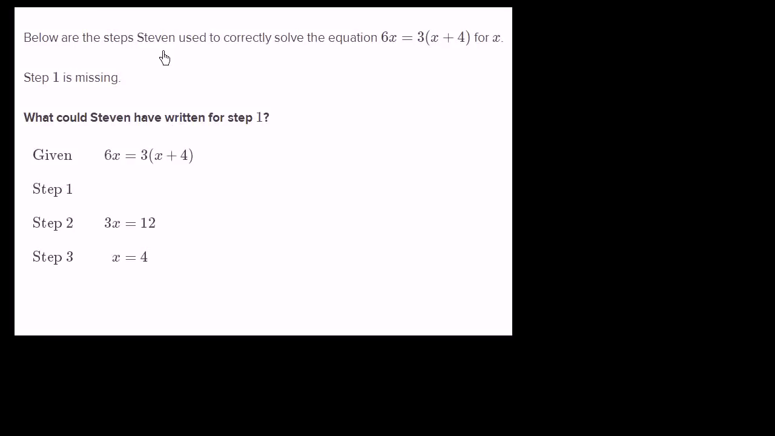Below are the steps Stephen used to correctly solve the equation 6x is equal to 3 times x plus 4 for x. Step 1 is missing. What could Stephen have written for step 1?